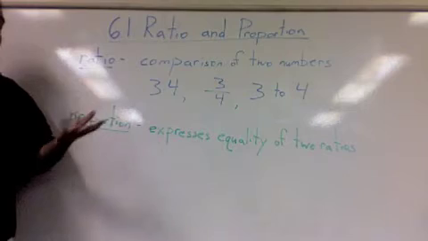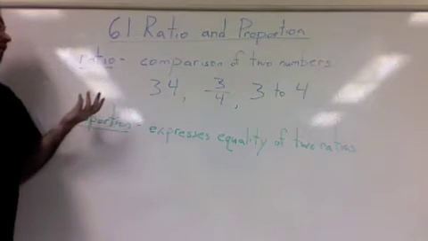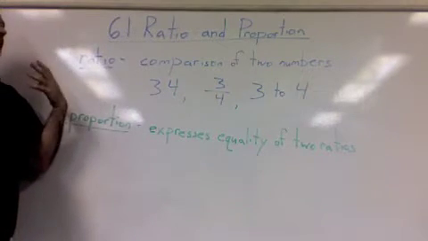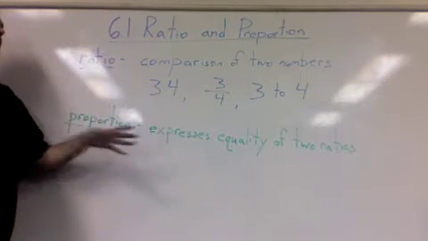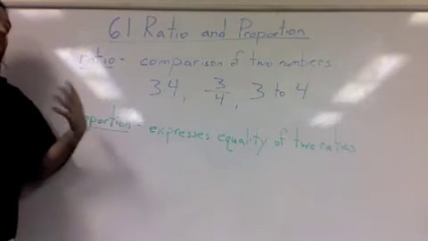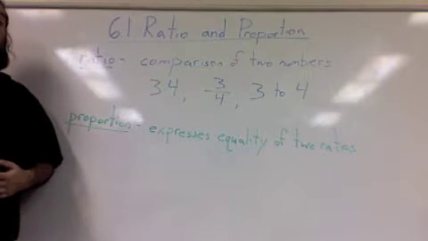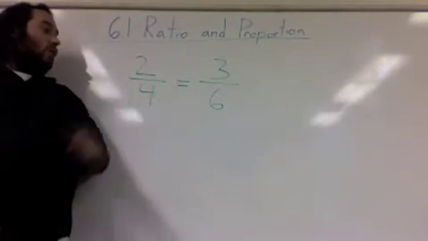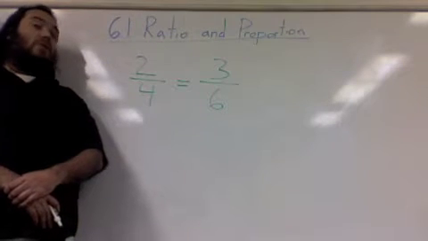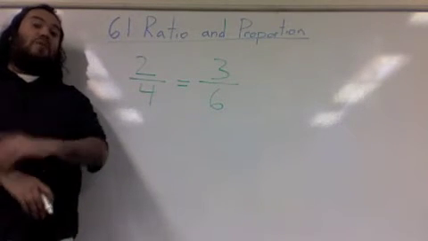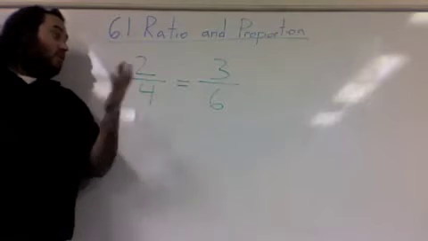Proportions, which is what we're really going to be focused on, are a way to express an equality between two ratios. Just write that definition down for now, and I'm going to show you in a moment what that actually means. I'll give you an example. So, what I've drawn up here on the board, 2/4 equals 3/6, would be an example of a proportion. Right? This would be an example.